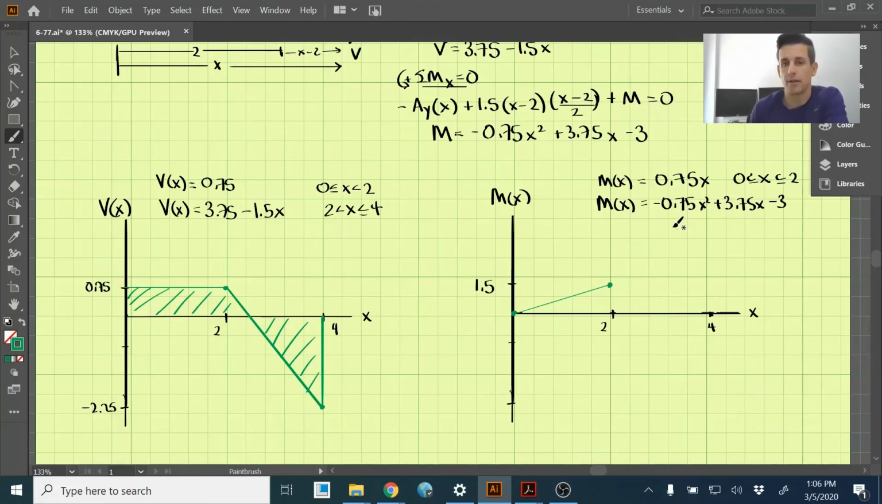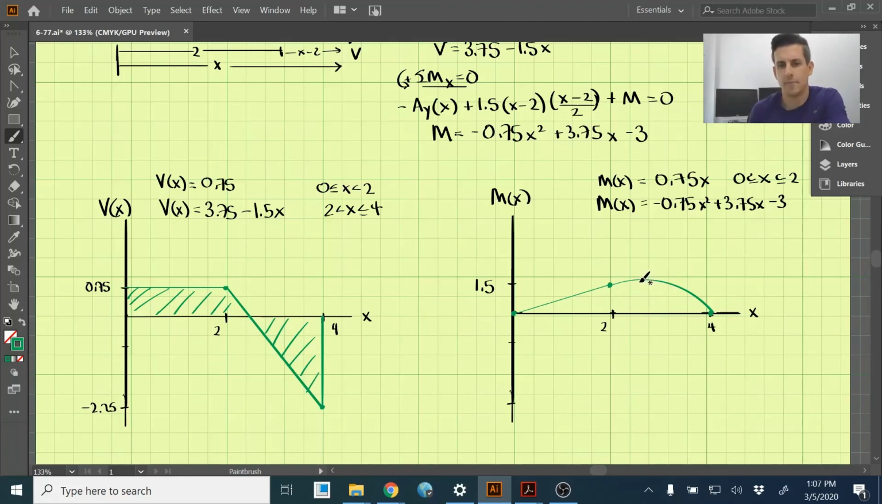And now going for our equation from 2 to 4, that's this equation. This is parabolic, and by the negative sign, we can see that it opens downward. If we plug 4 into x here and solve this equation, the moment comes out to 0. So we know the moment at 4 is 0. And we have a parabolic curve. You can use your calculator to graph this, and it looks something like this.